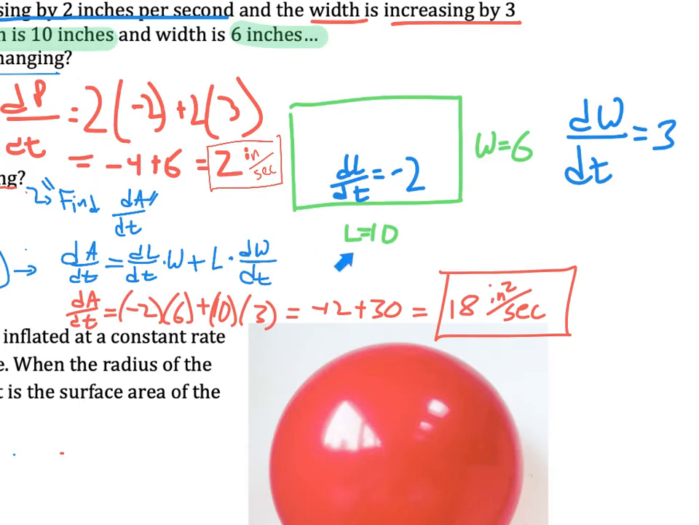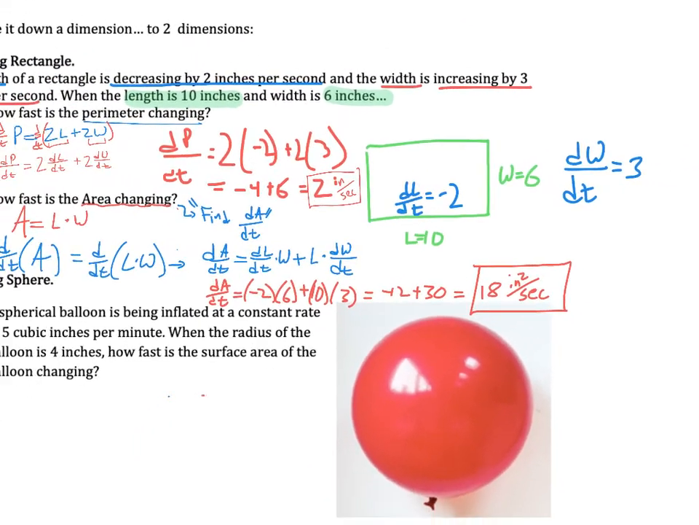So there it kind of just jumped, but what happened there? We plugged in dL/dt, we plugged in dW/dt, we plugged in the length and the width at that moment in time. When we plug all those quantities into our function, we end up with 18 square inches per second. Remember that this is area, and area is square inches. That's how much the area is changing.